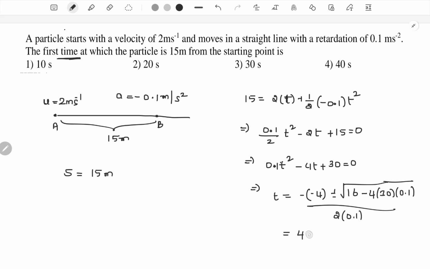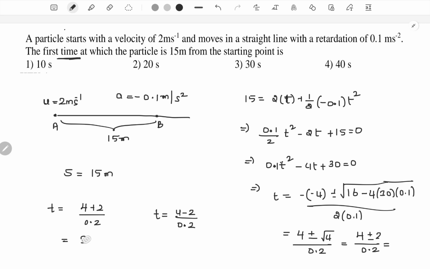So we will get 4 plus or minus, I think 16 minus 4 into 30 into 0.1 would be 12. We get root 4 by 0.2. So 4 plus or minus 2 by 0.2. As you can see here, we are basically getting two values for t. One is 4 plus 2 by 0.2. The other is 4 minus 2 by 0.2. I think this would come out as 30 and this would come out as 10.